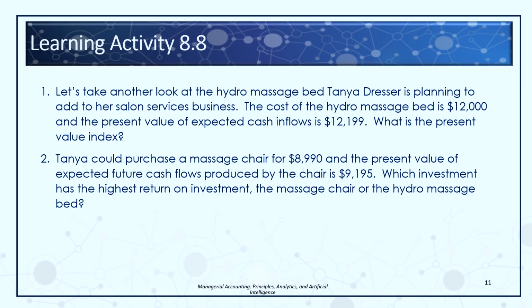Now complete learning activity 8.8. The hydro massage bed costs $12,000 and has a present value of cash inflows of $12,199. The massage chair costs $8,990 and has a present value of cash inflows of $9,195. Compute the present value index for both investments and determine which has the higher return on investment.